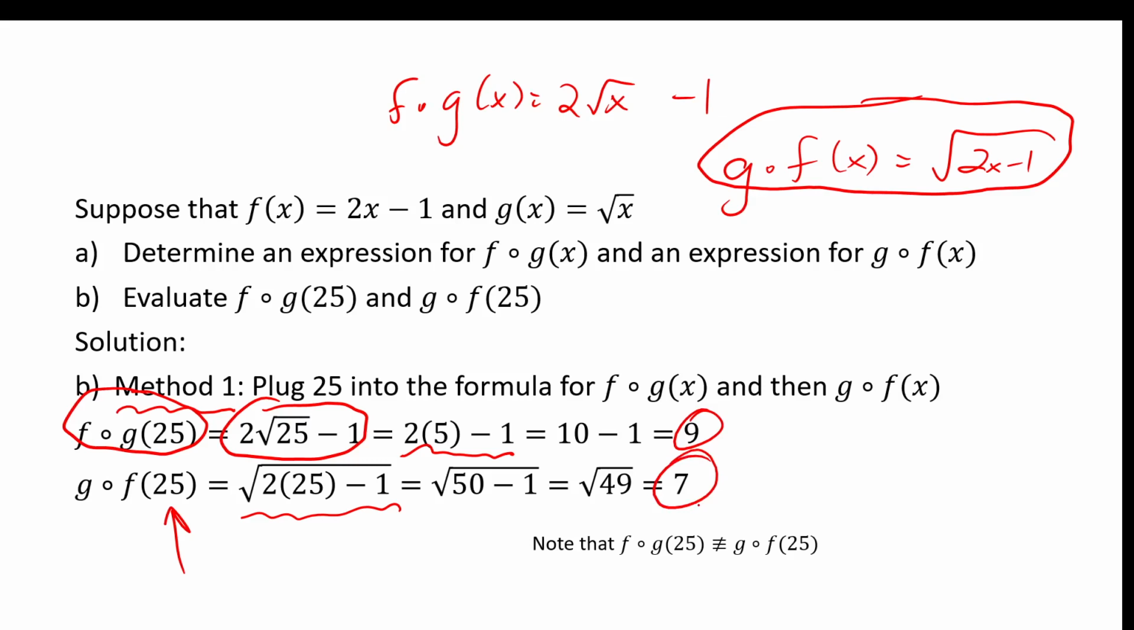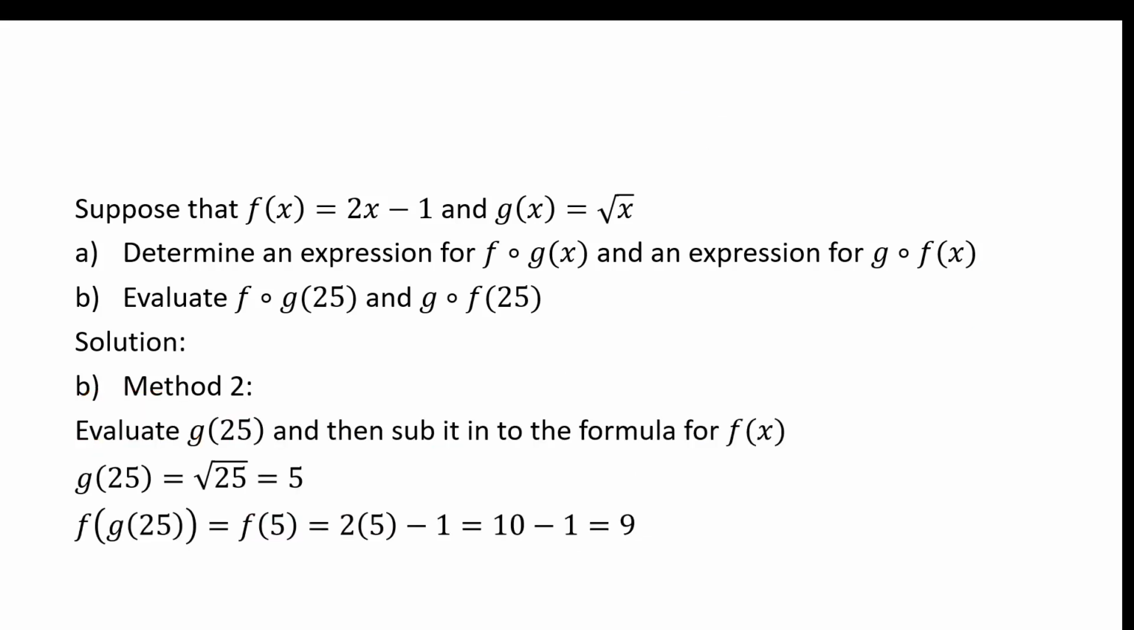So we have a value for f of g of 25, a value for g of f of 25, and note that they're not necessarily equal to each other. Okay? Now, that method, what I called method 1, that's useful when we actually have an expression for both f of g of x and g of f of x. We have those expressions because we were literally asked for them in part A. It is possible, though, to answer this question without actually having an expression for them first.